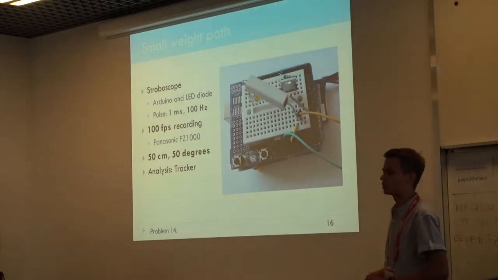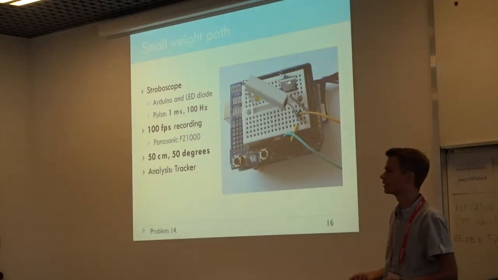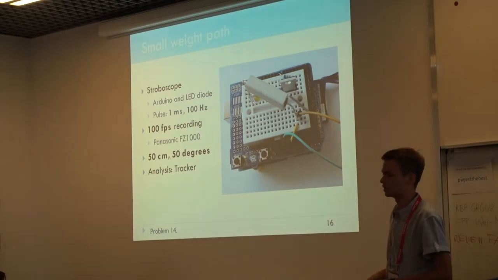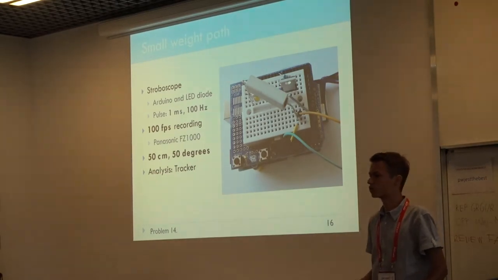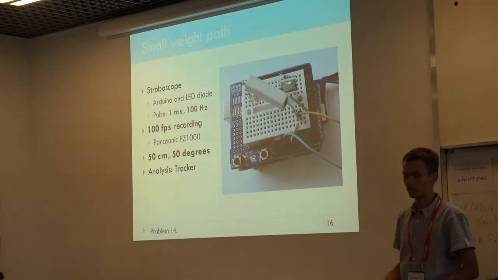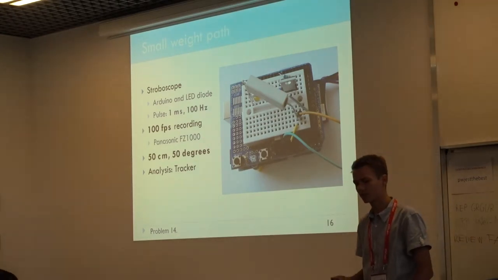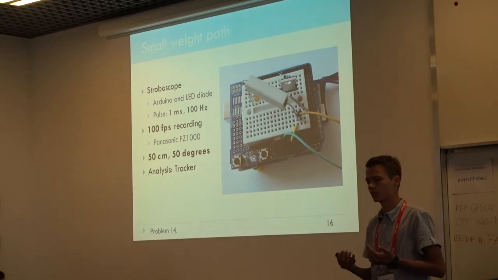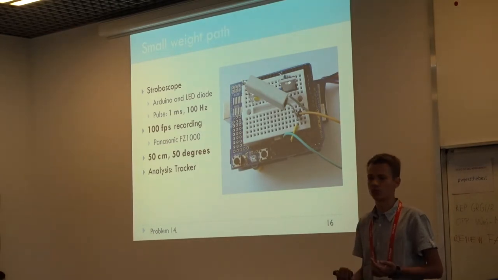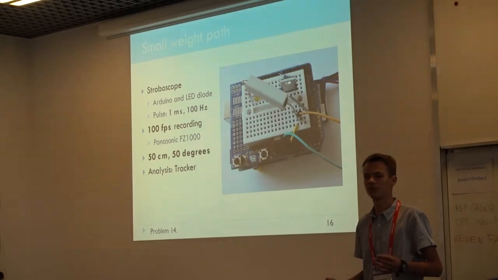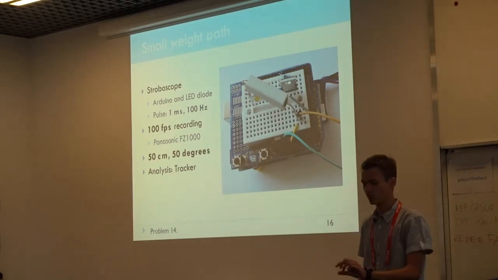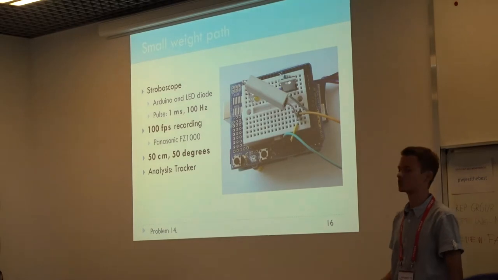So now I also wanted to take a look at the path of the small weight, but I had some problems because I wanted to record it with a slow motion camera, but the fastest I could do was 100 FPS, which is not quite fast enough. And also I had some problems that were bigger than that, which was with exposure. Basically, the camera I had, I couldn't adjust exposure, so on every frame the path was blurry and I couldn't exactly determine the position of the small weight.